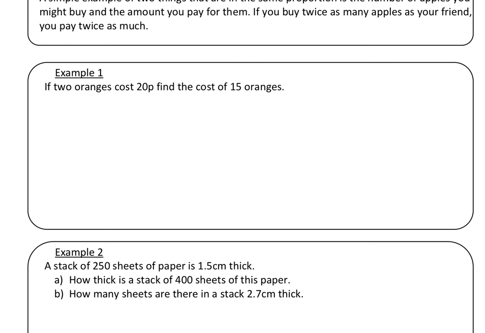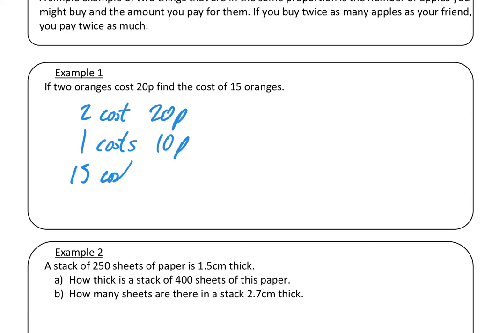This first example says, if 2 oranges cost 20 pence, find the cost of 15 oranges. We're doing this in a similar way to how we did our ratios. So we're going to say that 2 costs 20 pence. Then you work out what 1 costs. 1 would then cost just 10 pence. And then if you get 15, 15 will cost 15 times 10, so it's going to be 150 pence, or £1.50.